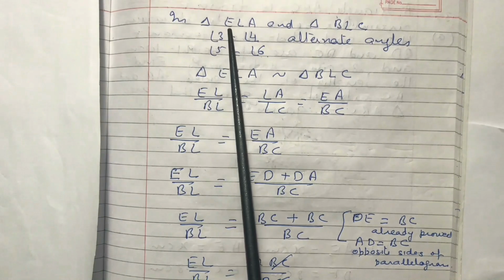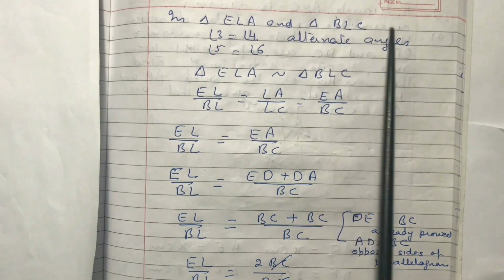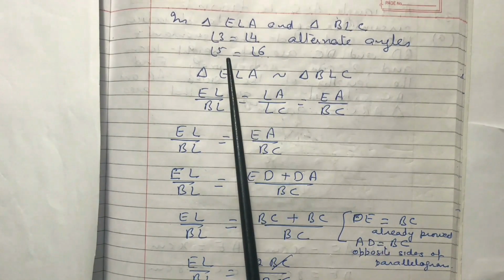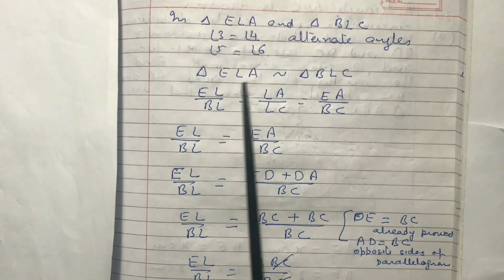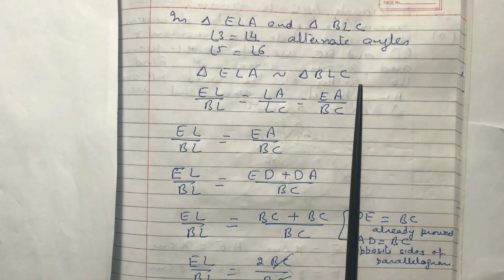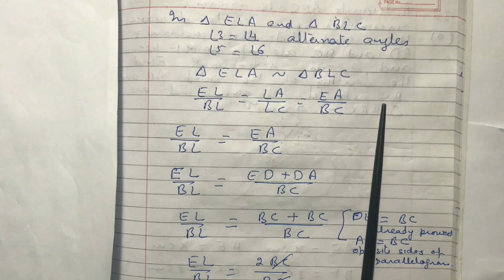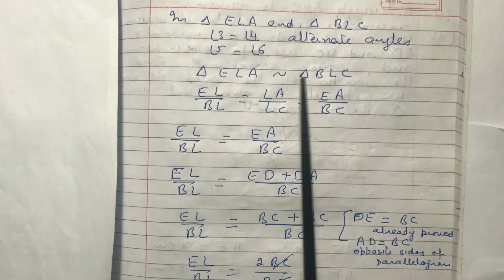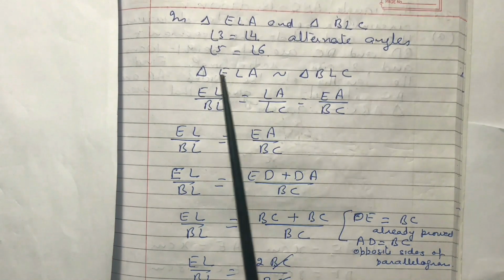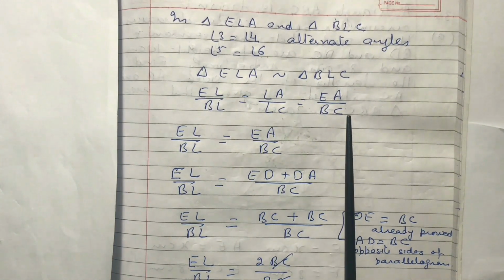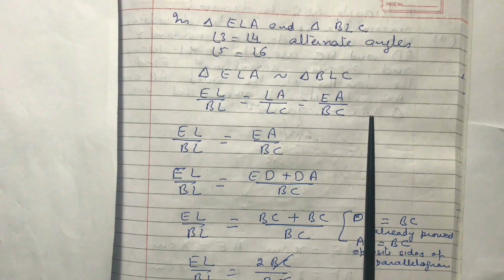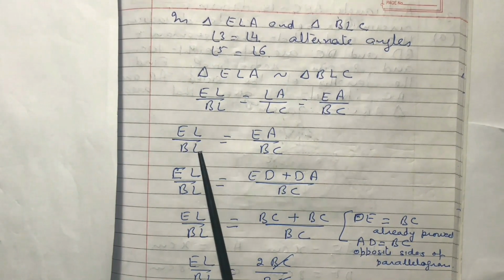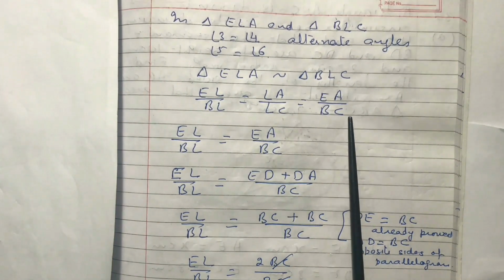Now in triangle ELA and triangle BLC, angle 3 is equal to 4, angle 5 is equal to 6. So triangle ELA is similar to triangle BLC. So sides are in proportion. So EL upon BL, LA upon LC, and EA upon BC. So sides are proportional. Now take EL upon BL is equal to EA upon BC.